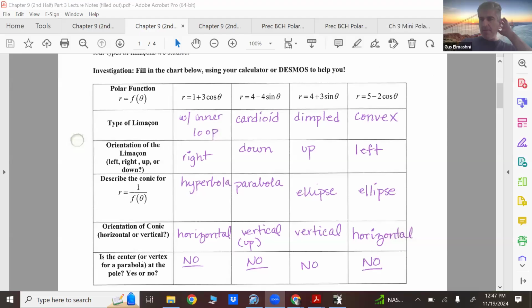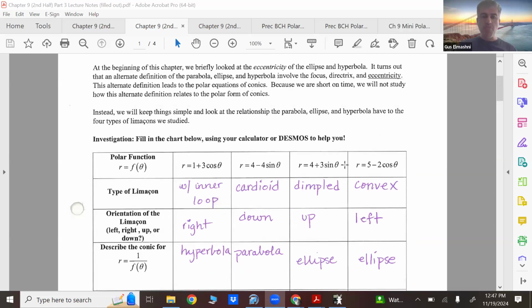Okay, so again, here's a table of all the stuff. We know the first two rows. If you do one over those, there'll be different parabolas. Cosines, horizontal; sines, vertical, we know that. The center is not at the pole or the origin, so we'll talk about that as well.